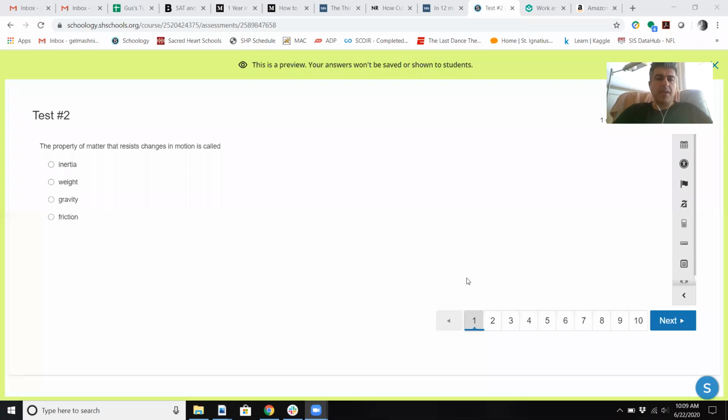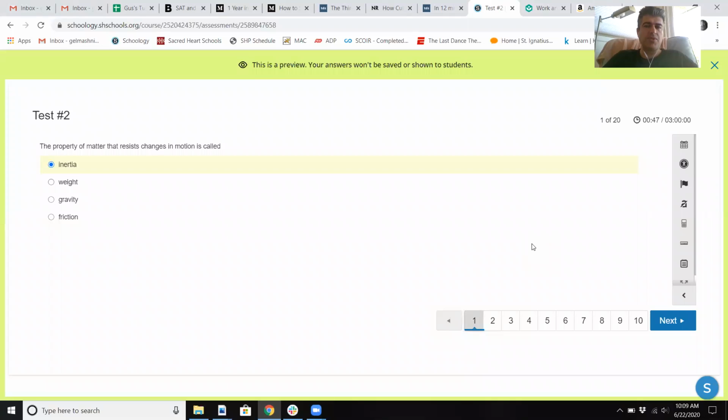Okay, here we go. So number one, several of you actually missed this question. The problem that resists change in motion. Basically, the more mass you have, the more inertia you have. If I have more mass, it's harder to move me, right? Or you can't really move a car on your own because it has so much inertia. So inertia deals more with mass than anything else, not necessarily weight or gravity, definitely not friction. So that one was inertia. I was checking to make sure you remember the first law of motion from Newton's laws, and that's what it was.